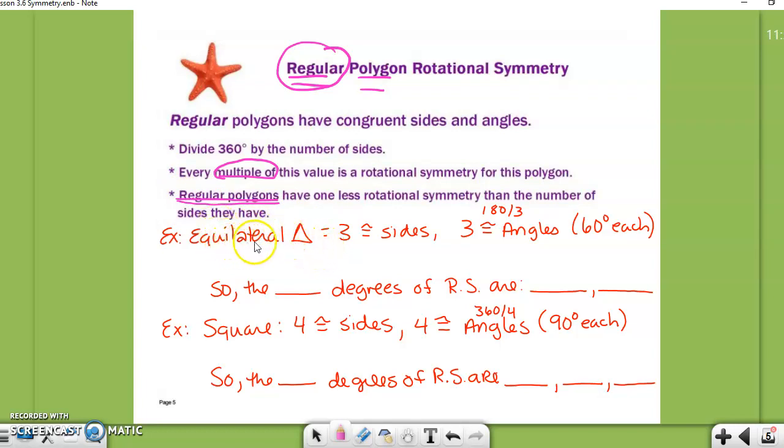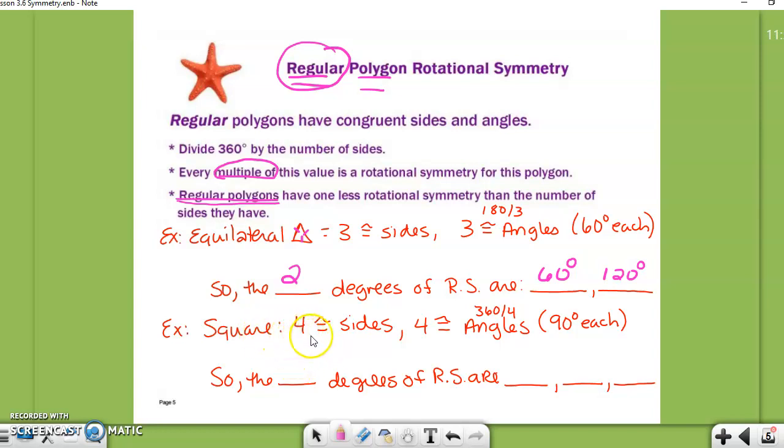So for example, we have an equilateral triangle. I got 3 congruent sides and I got 3 congruent angles. There's 180 degrees in a triangle divided by 3. That's 60 degrees for each angle. So since there's 3 sides, there are 2 degrees of rotational symmetry, and it is going to be at 60 degrees and 120 degrees. Now, I know that the next one would be 180, but we would be back to start at that point. So you don't count the place where you started.